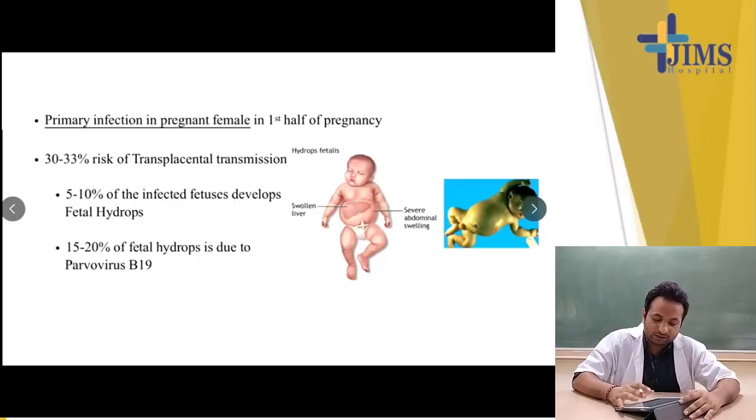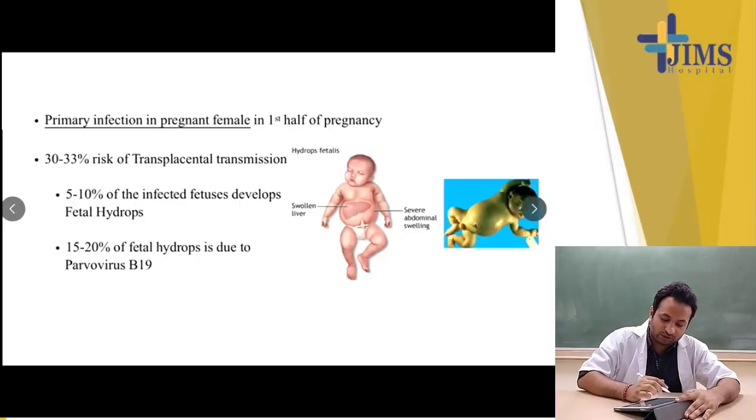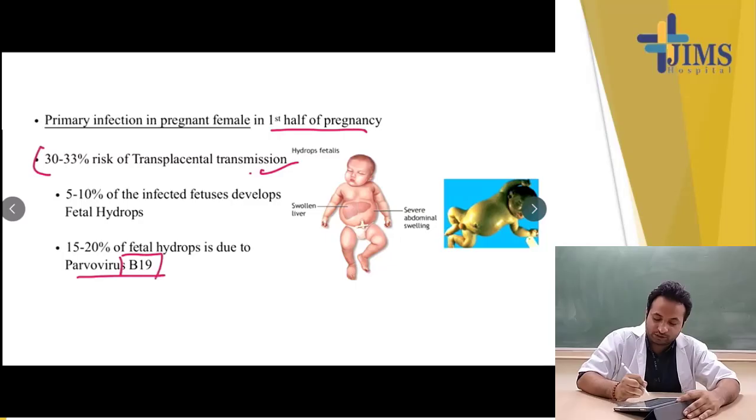Now we come to our last slide. This is primary infection when it happens in pregnant women. It happens in the first half of the pregnancy. There is a 30 to 33% risk of transplacental transmission, and then 5 to 10% of these infected fetuses develop fetal hydrops, and 15 to 20% of fetal hydrops is due to parvovirus B19 infection.